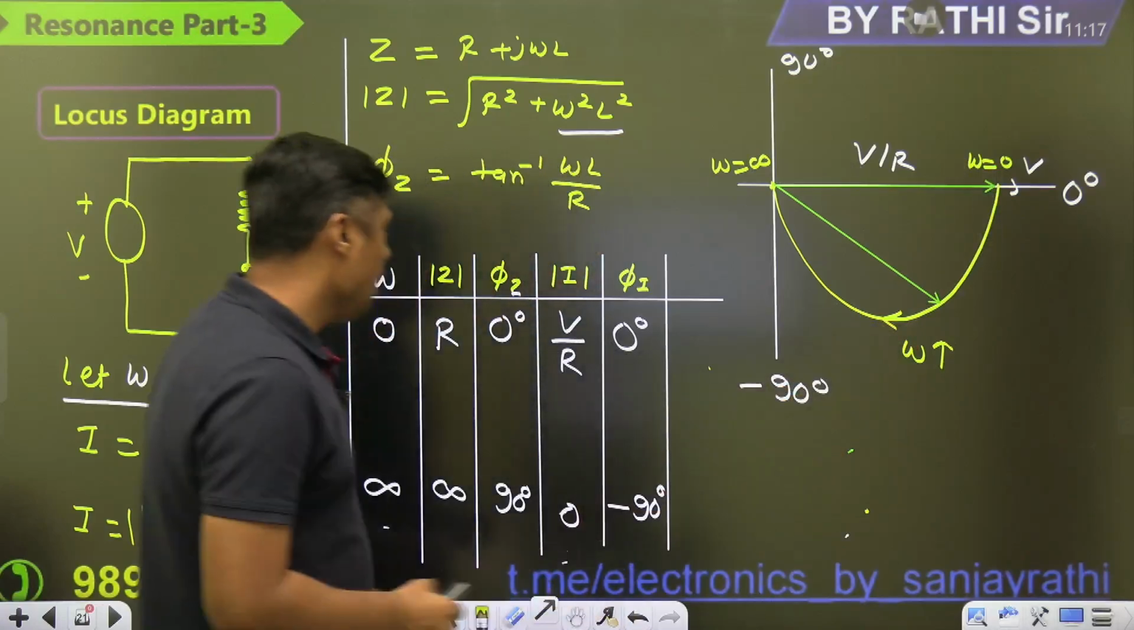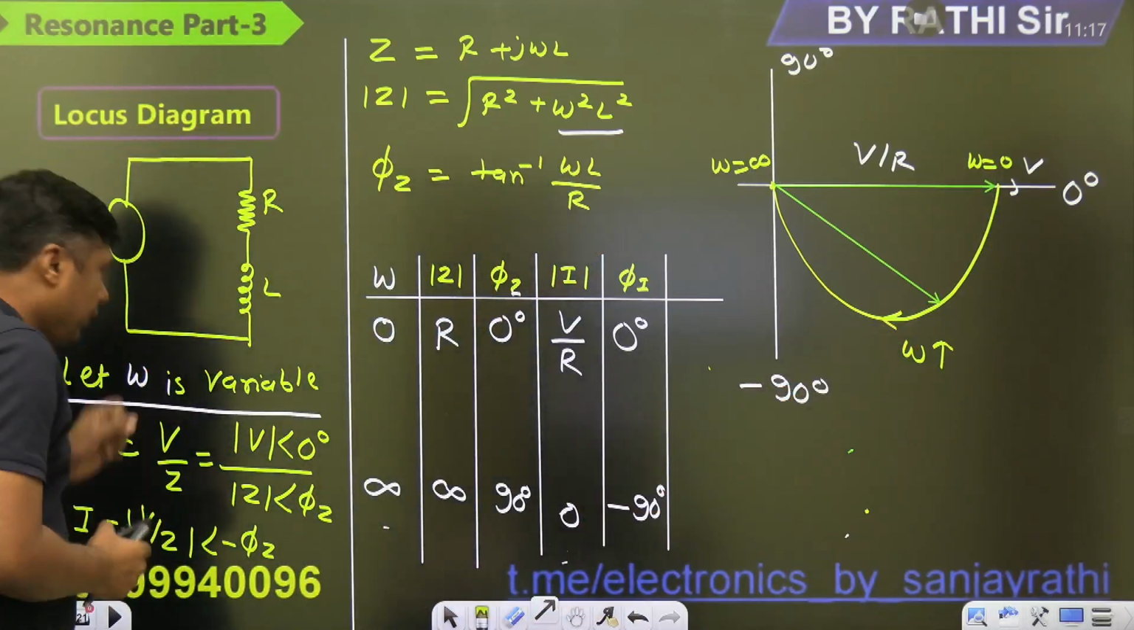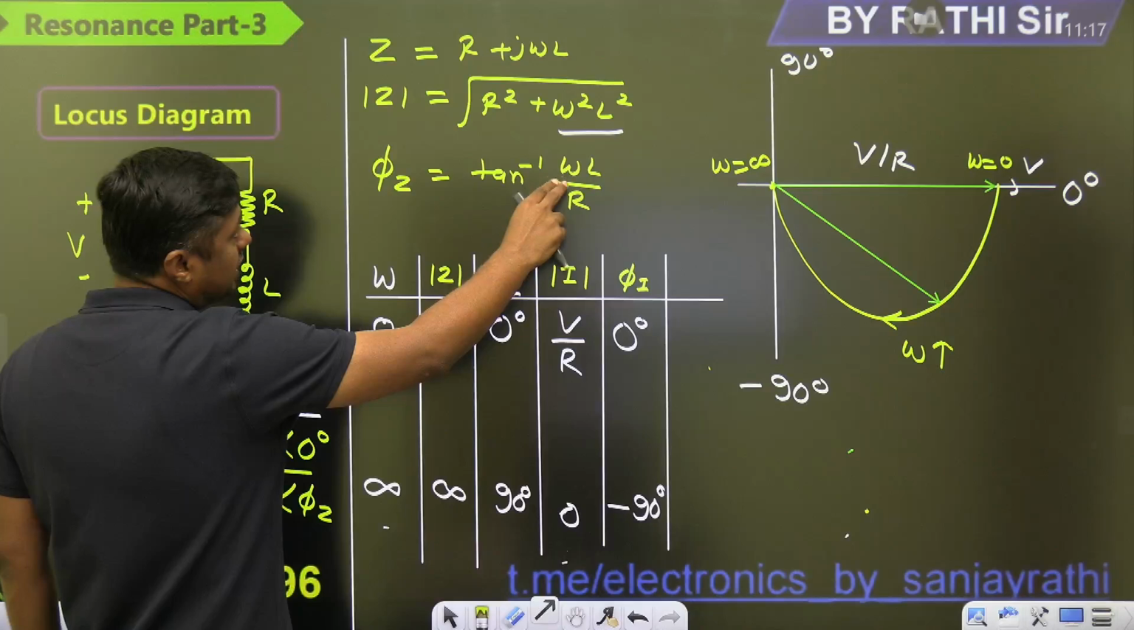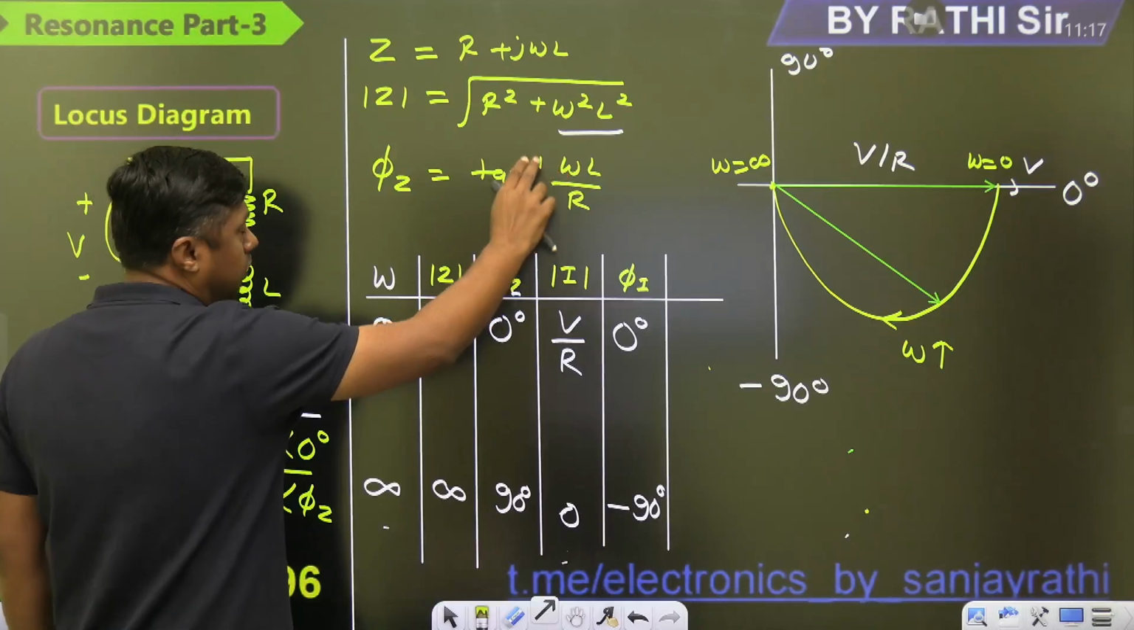Now, where will you get the 45? When I am putting omega equal to what? R by L.